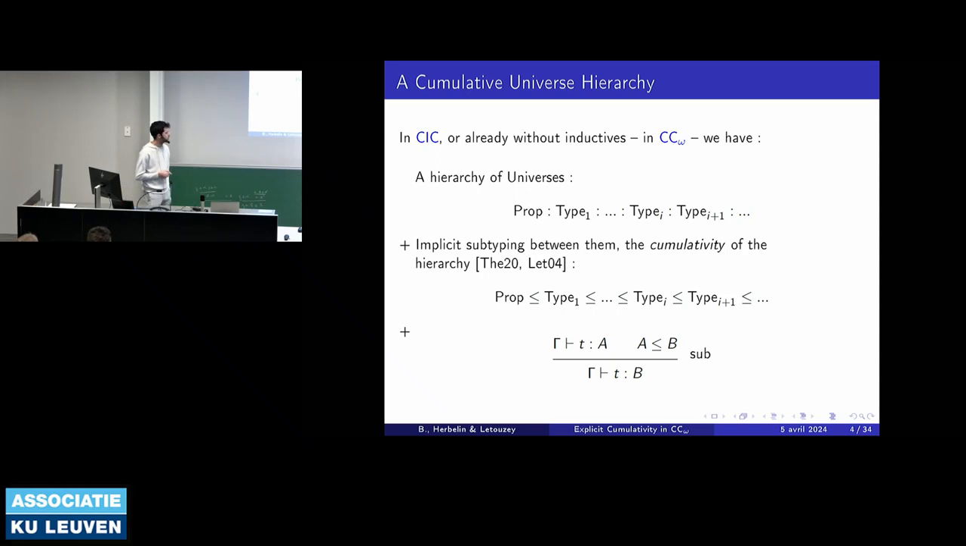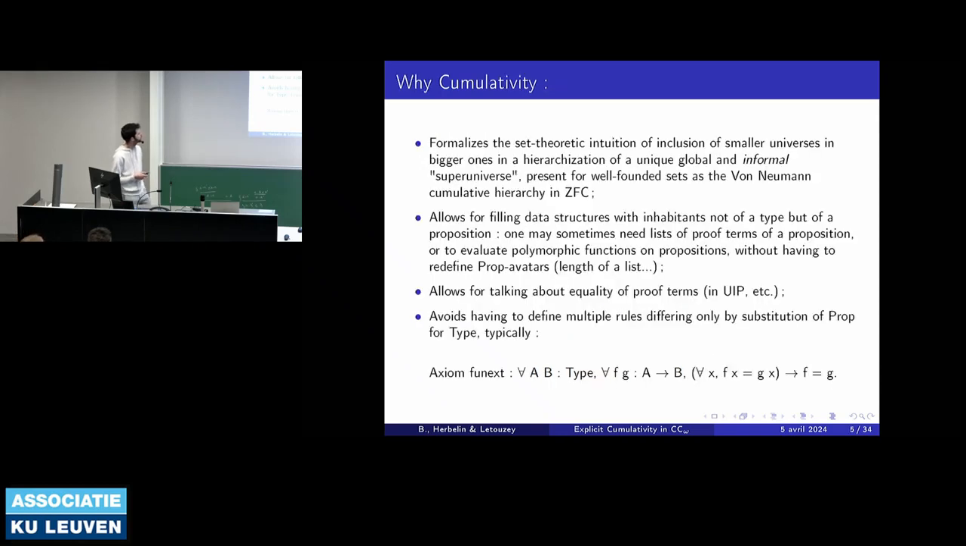And there is this subsumption rule that says that any inhabitant of a type also inhabits the supertype. So that's why it's implicit. And that's the source of the problems. So first, why do we have it? It formalizes an intuition, pretty much the logical intuition we have from set theory that there is this cumulative hierarchy of bigger and bigger universes of types forming the global universe.